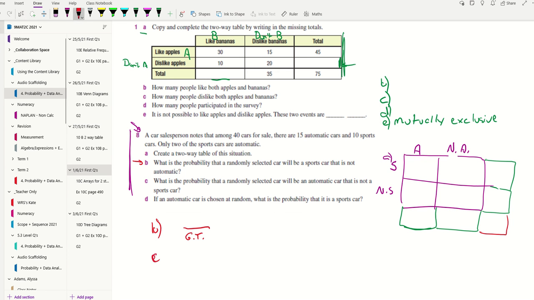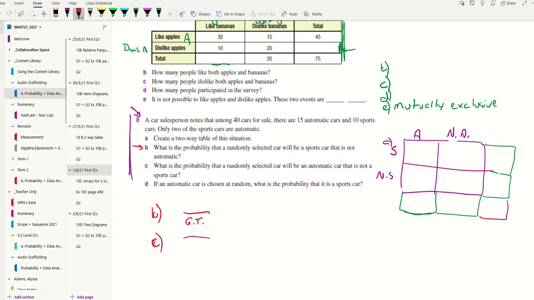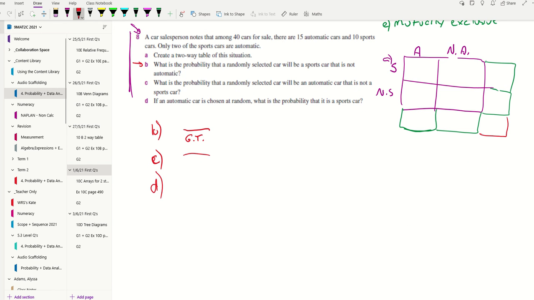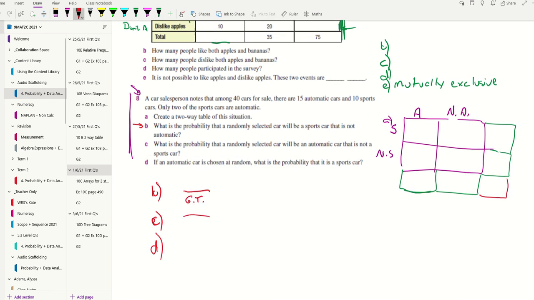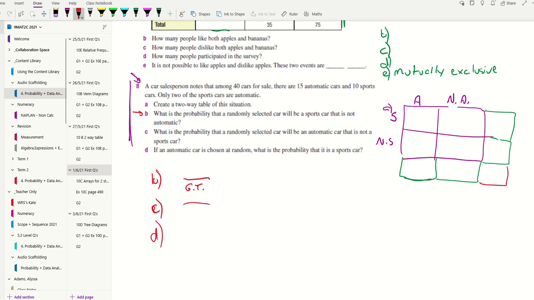Okay, so C, what is the probability that the randomly selected car will be an automatic car that's not a sports car? So that's A but not S. Same thing, probability, it's going to be a fraction. If an automatic car is chosen at random, so now you know it's an automatic car, what is the probability that it is a sports car? So this time around, we're only talking about this column because we're selecting automatic cars. So our probability is going to be over this total here, the total for automatic cars, not the total for all cars.